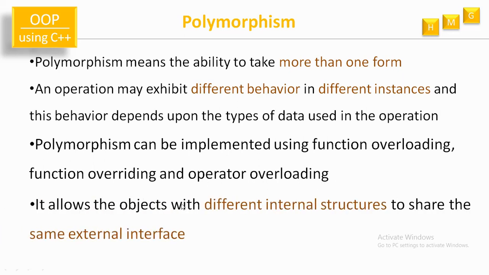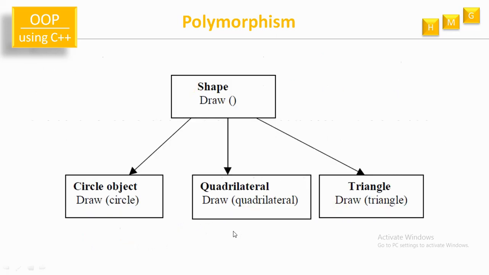The polymorphism allows objects with different internal structures to share the same external interface. So due to this polymorphism, the objects can share the same external interface, meaning to the external world it appears as a single one, but internally it has different internal structures. So that is happening due to the polymorphism. Let us see the example again.